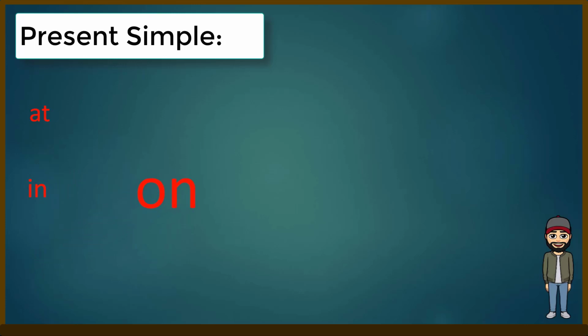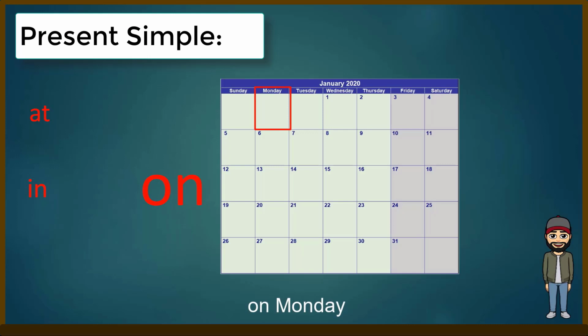We use on with. نستخدم on مع. With days we use on with days. For example, on Monday نستخدم on مع الأيام. مثال on Monday. On weekdays في أيام العمل. On weekends في عطلة الأسبوع. On the weekends في عطلة الأسبوع.